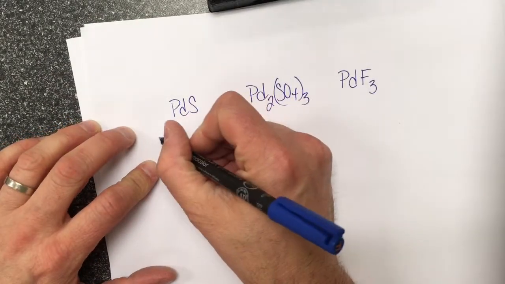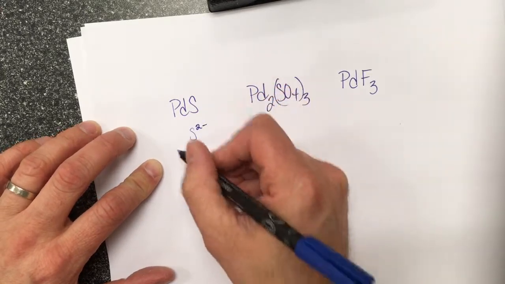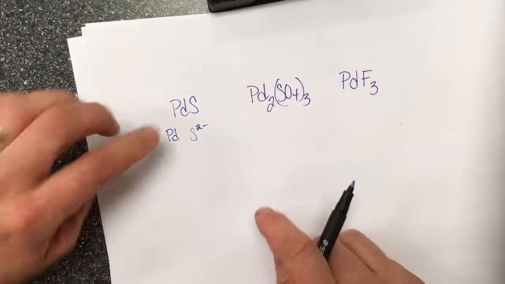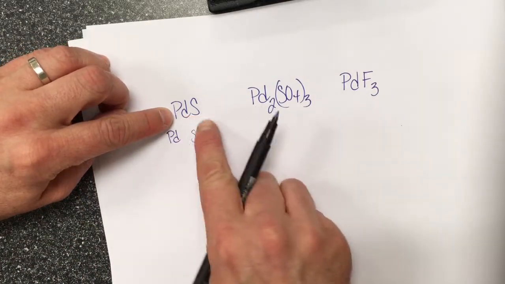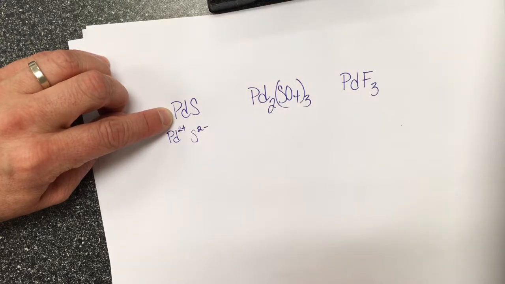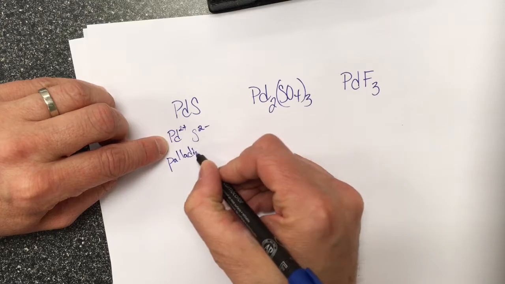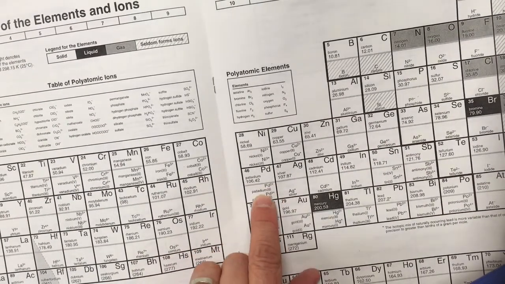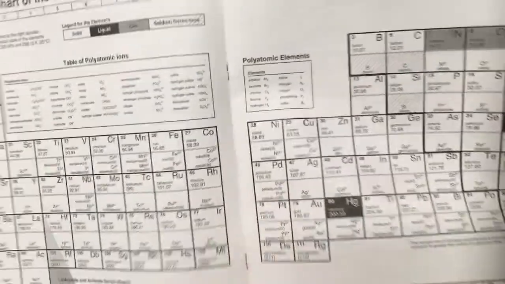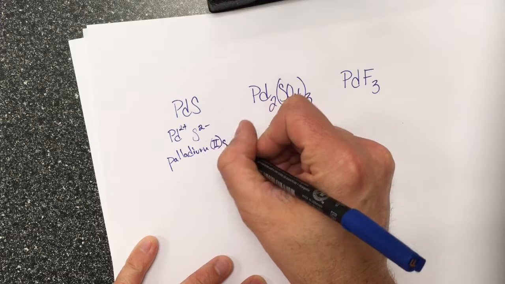So this is a palladium and a sulfide. Sulfide has a 2 negative, and palladium I only have one of. So if I only have one of these, it has to have the same charge but positive. So this is a palladium. And if we go back to the periodic table, you'll see the palladium that has the 2 positive is palladium 2 in Roman numerals in a bracket. Sulfide.